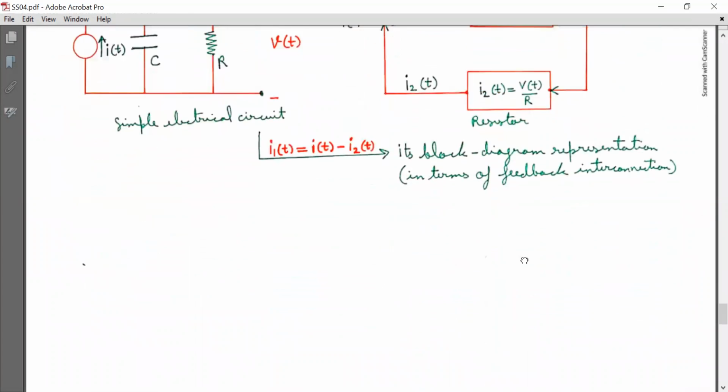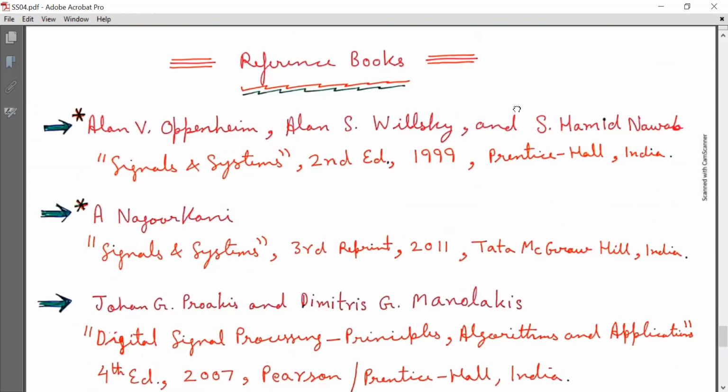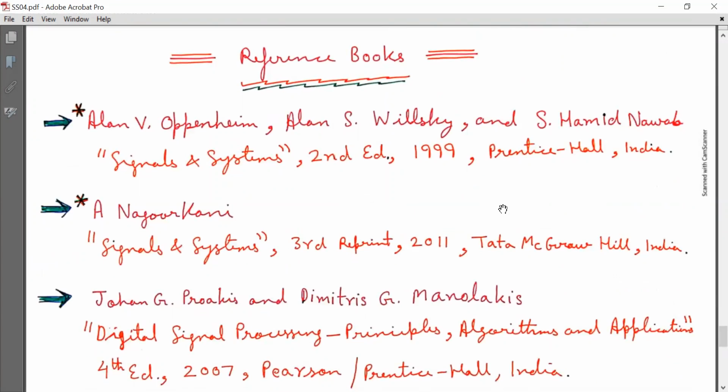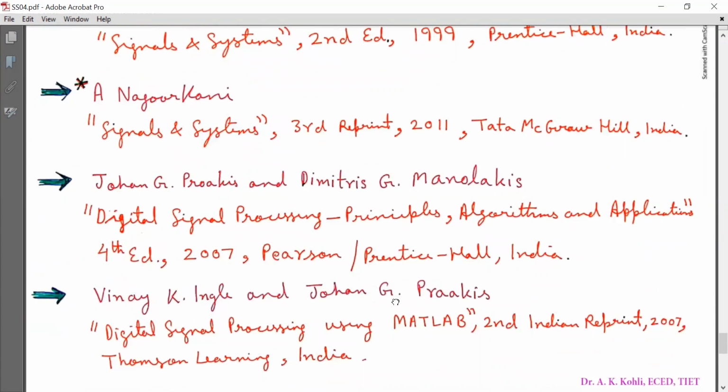So I think that's all for today's lecture. And these are some of the reference books. And this is the major reference book, that is Signals and Systems by A.V. Oppenheim, by A.S. Willsky, by S.H. Nawab, and you can consider the rest of the books also.